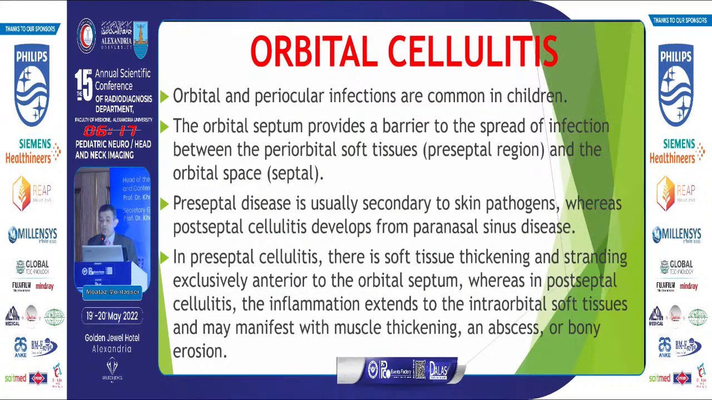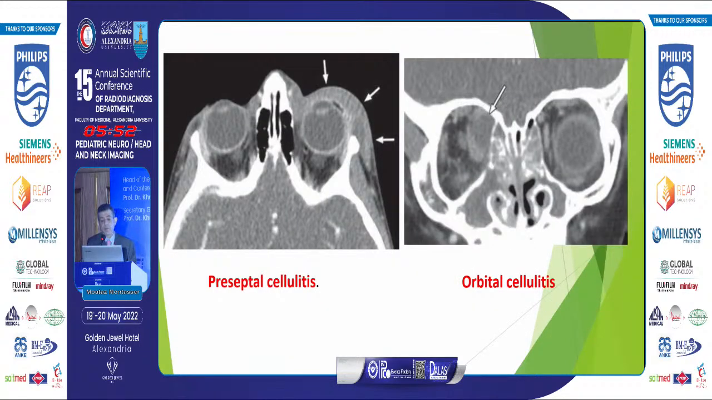Orbital cellulitis usually occurs secondary to adjacent sinusitis. It may be preseptal or postseptal. The preseptal type is usually due to skin pathogens, while the postseptal cellulitis is usually due to adjacent paranasal sinusitis. This is an example of preseptal cellulitis involving the preseptal compartment with marked thickening and edema.